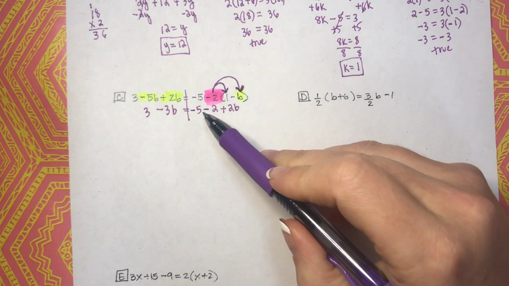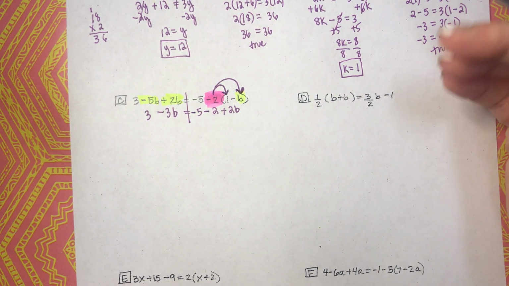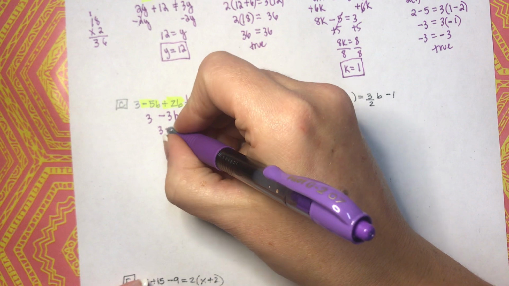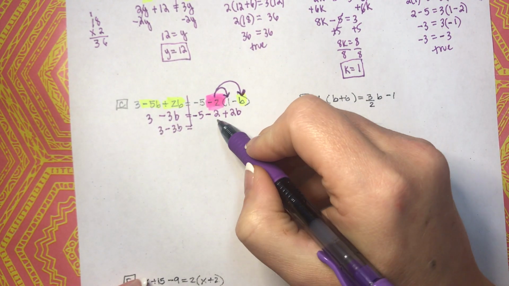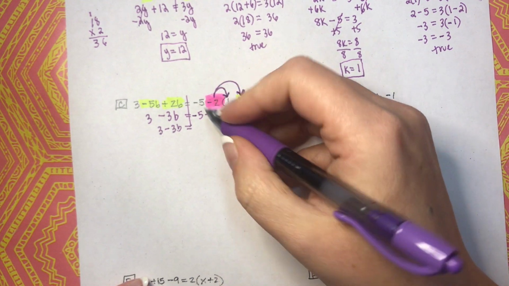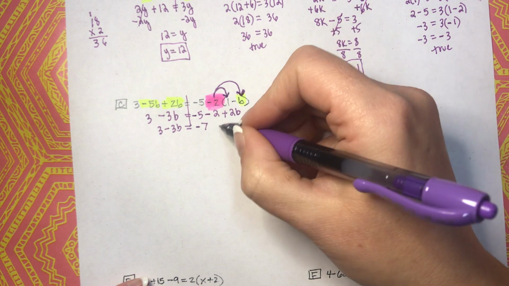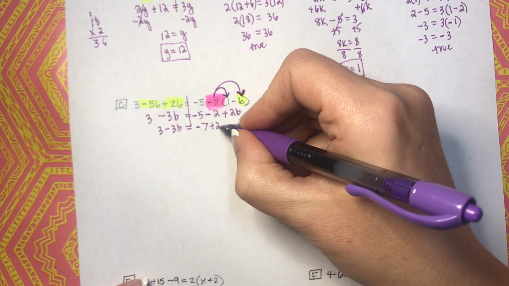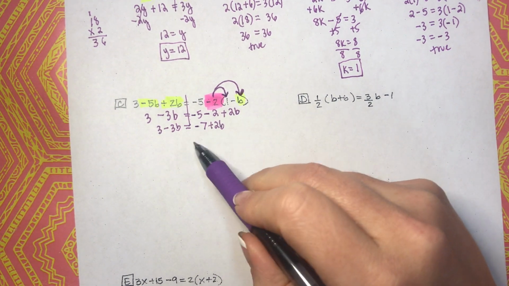All right. So there's still a little bit of simplification we can do on this side of the equation. So we're going to do it. We have 3 minus 3b. We're just rewriting that. We have minus 5 minus 2. Okay, they're both negative, so the answer would be negative 7. And when you combine those, negative 5 minus 2 is negative 7. Plus 2b.